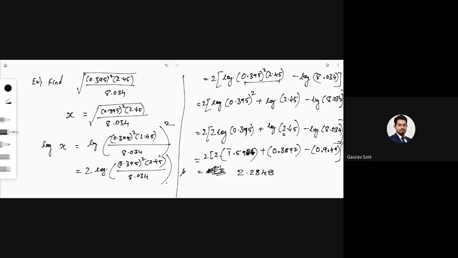Okay, so log of x. I'm assuming this number I have got is 2.2848. So what I have to do, what is my task, is to find out x. So x will be anti-log of 2.2848. So I need to find out anti-log now. So how do I find out anti-log?